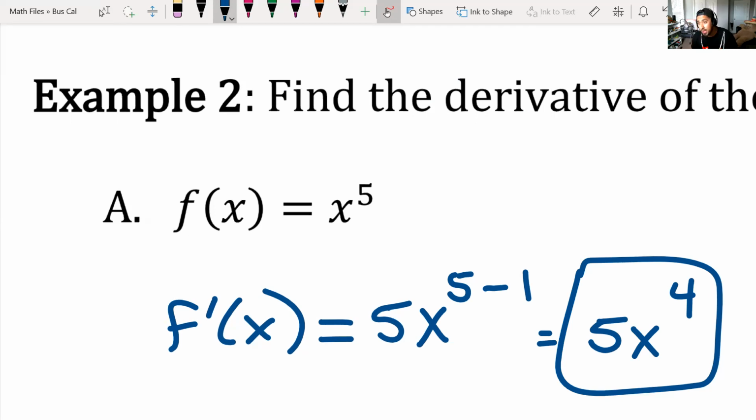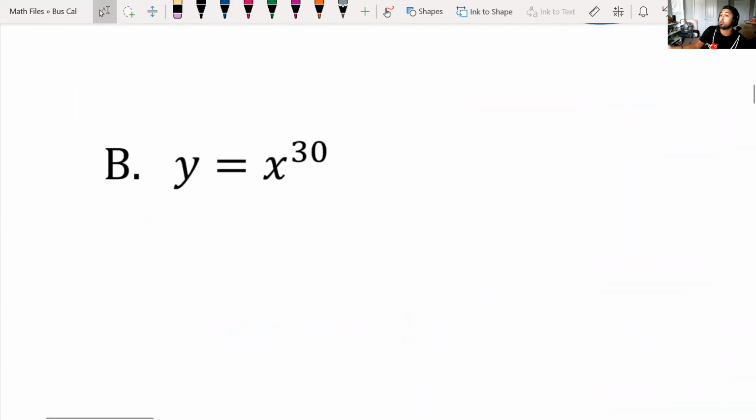No more f of x plus h minus f of x over h. Well, the limit of that, right? Here it is. That's a shortcut. We just did that in like 2 seconds. It's beautiful. Okay, that's how the power rule works. Let's try it again.